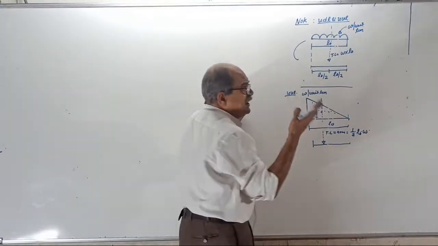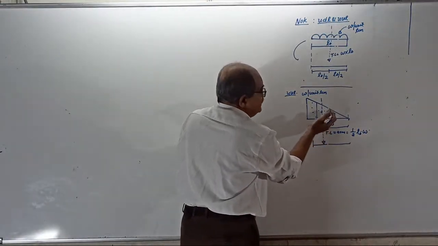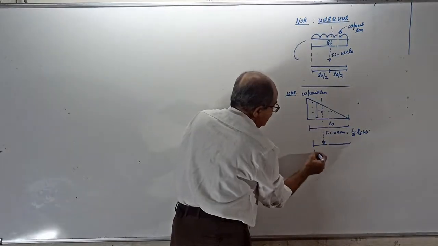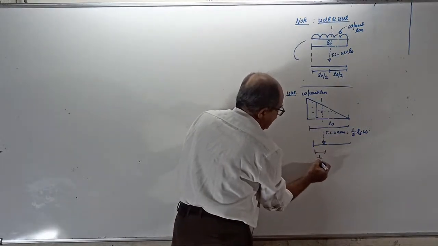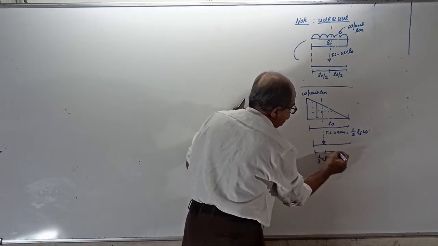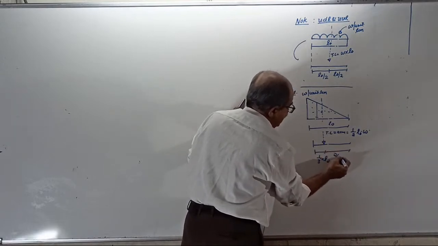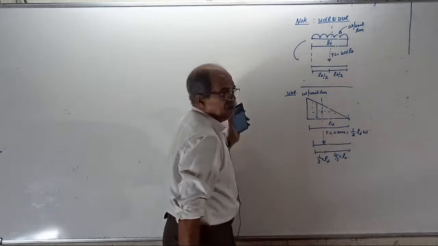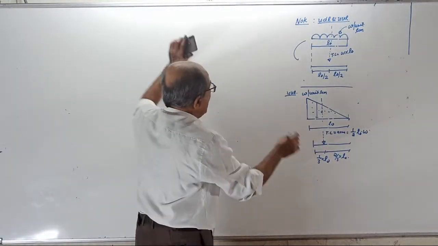This all you know. And CG will be this side. So this will be 1 by 3 of L0, and this will be 2 by 3 of L0. Okay. Second, next, last point.